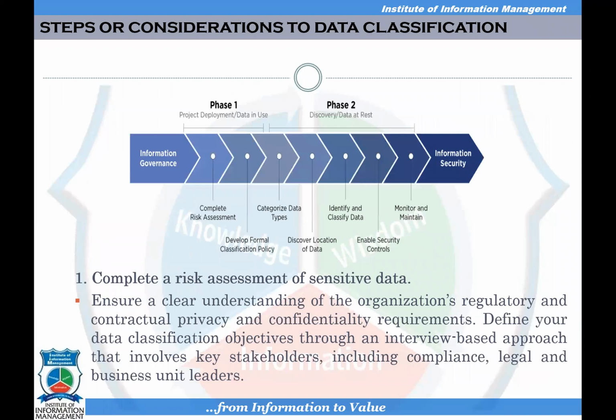Now, what are the steps? What do you consider when you classify your data? It moves from your information governance that has been put in place to information security. And in between that, you develop a risk assessment logic or matrix, and use that to determine where your documents lie in terms of categorizing them, how important they are.